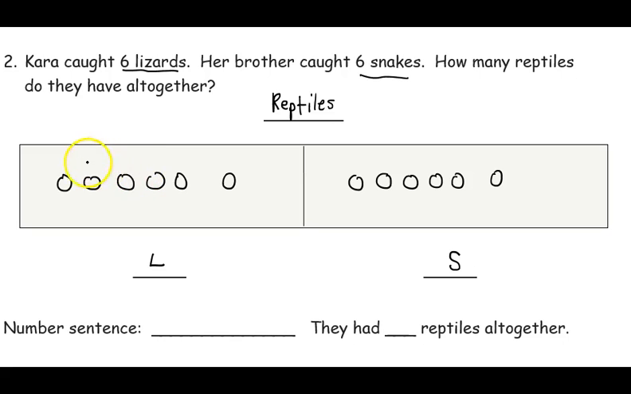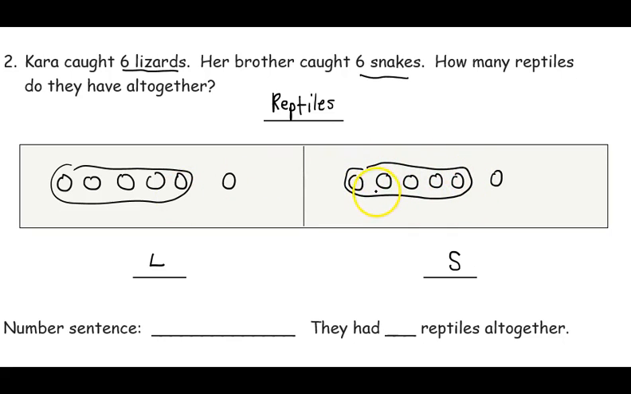To add these together, again, I'm going to look for my groups of 5, or the students could just count all the circles going across. Either way is fine. So I have 2 groups of 5, so that's 10, and then 2 more, for a total of 12. My number sentence would be 6 plus 6 equals 12. And to fill in my sentence, I would say they had 12 reptiles altogether.